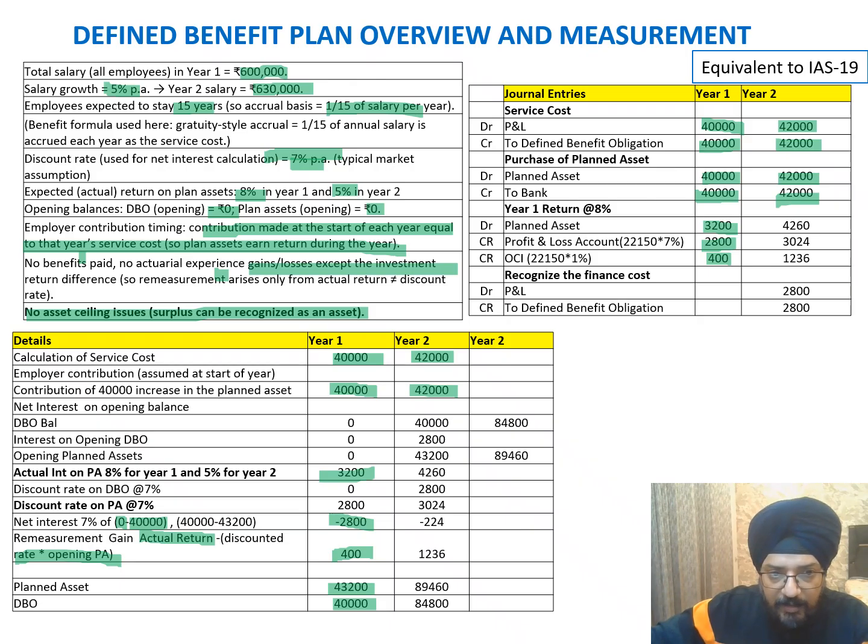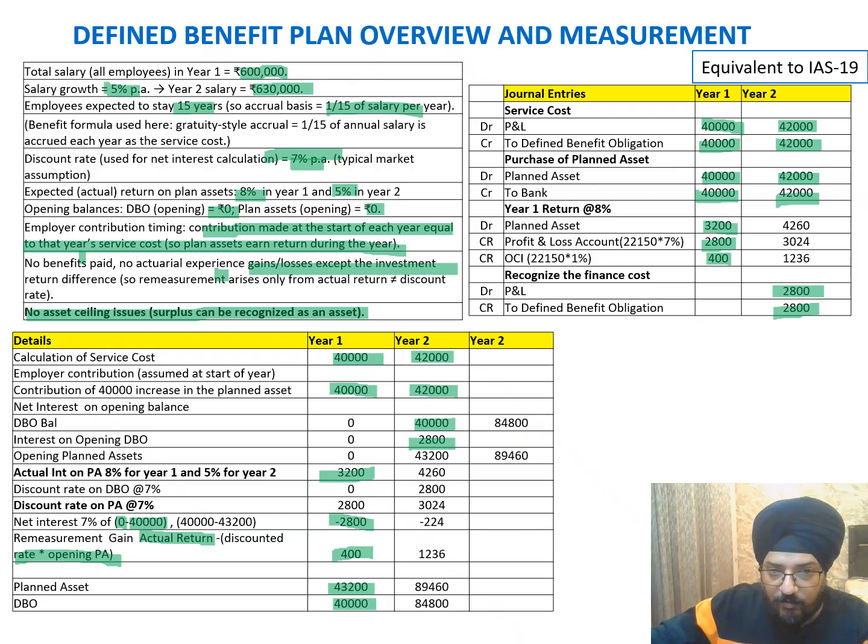Now what's happening? Our opening DBO was 40,000. So interest on the opening DBO is 2,800. This is my finance cost, because this is the amount that we have to create to make sure that we have the present value obligation. So it's basically inflating the basic amount to get the equivalent present value basis the discounting rate. We have a discounting rate of 7%. So this is the entry. You can see this is a charge to my P&L, and the credit to the defined benefit obligation. So my defined benefit obligation will be increased by 7%.